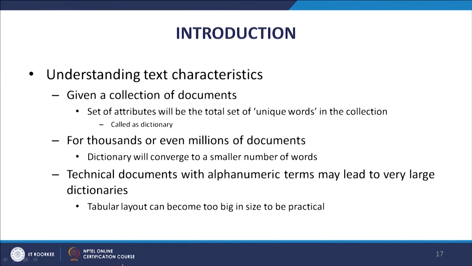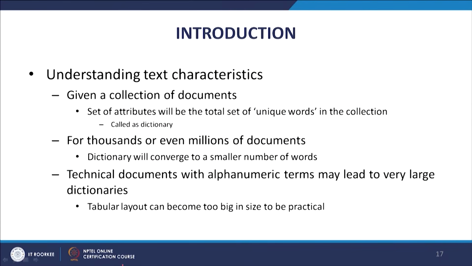So for thousands or even millions of documents, this set of attributes is also referred as dictionary, and even when we are dealing with thousands or even millions of documents, this dictionary will converge into a smaller number of words, because if we look for meaningful words, there can be a very limited number of words as we can see in any dictionary belonging to any particular language. So eventually irrespective of the number of documents that we are dealing with, we will converge to a smaller number of words.